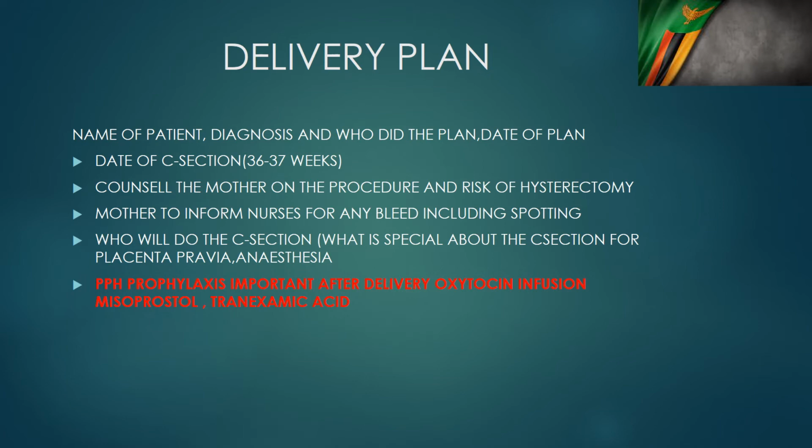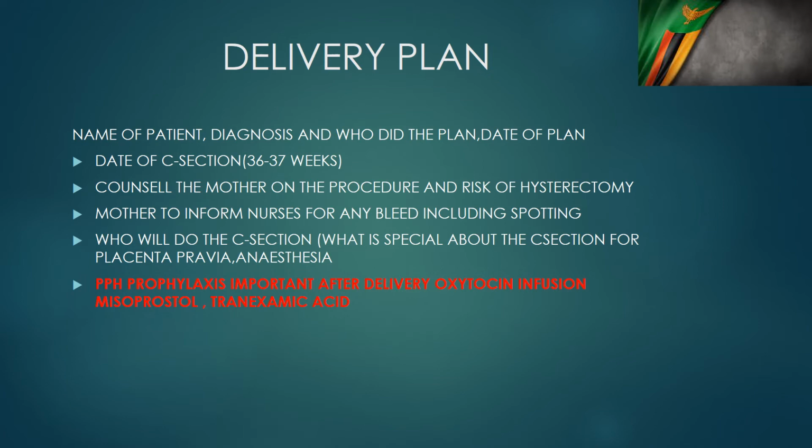And the important thing about who will do the C-section is that we need to have the most experienced people in doing the C-section. This is because the cesarean section for placenta previa can be quite difficult, especially if you have a transverse lie with placenta previa, or when you have an anterior placenta, because the placenta can be low-lying but it's anterior or it's posterior. When it's anterior, usually it means that you cut through the placenta when you're trying to deliver the baby. So we need a fast surgeon.